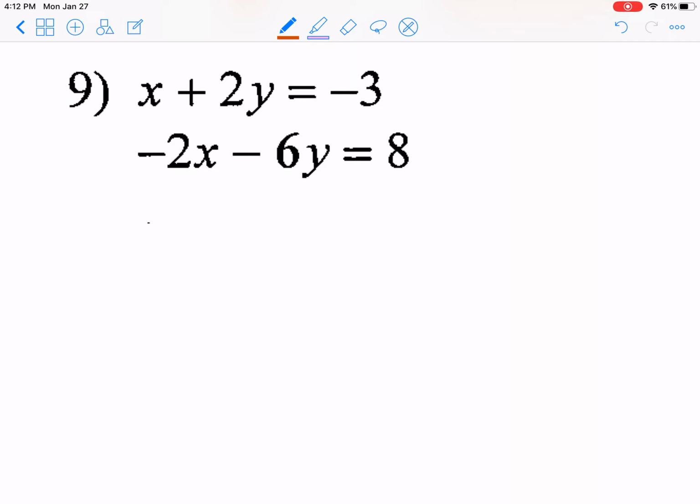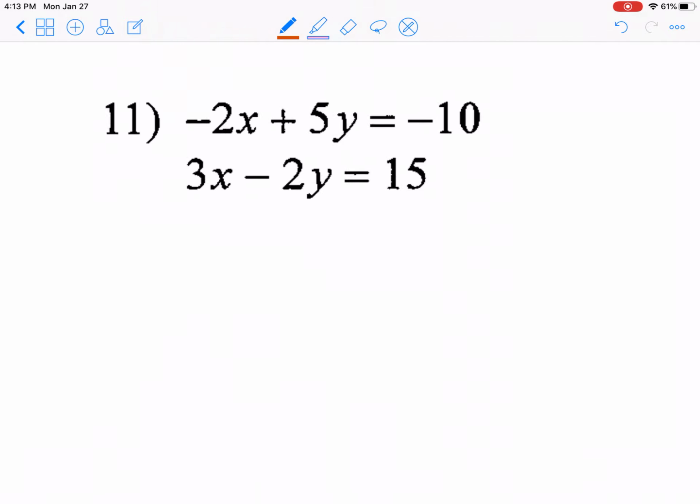To get rid of the x's, you could multiply the top equation by 2, then you'd have 2x minus 2x. If you were getting rid of the y's, you could multiply the top equation by 3, and then you'd have like 3x plus 6y equals negative 9. But when you add them, the y's would go away. So that's a good one. You could keep going there.